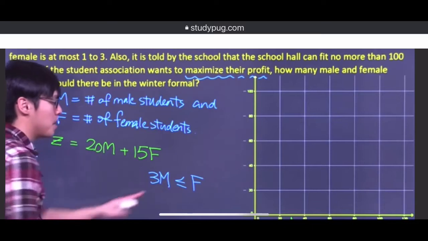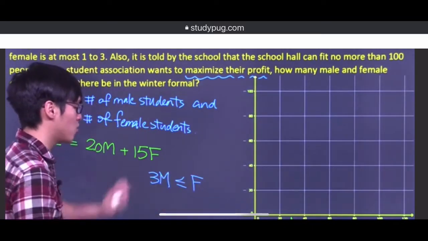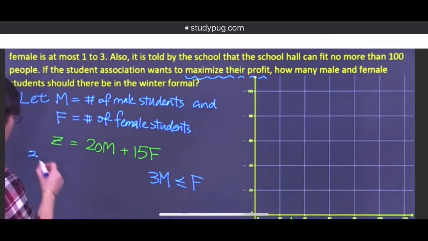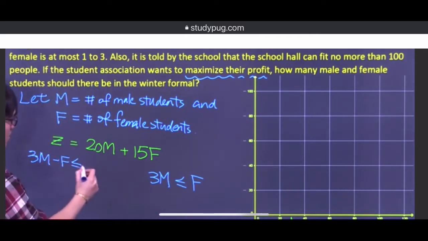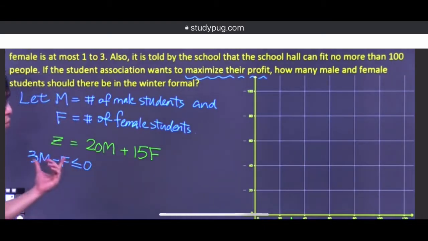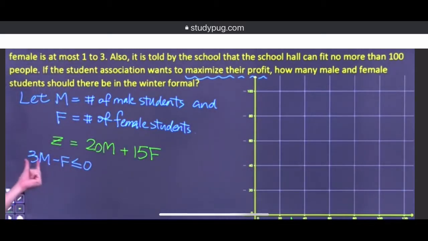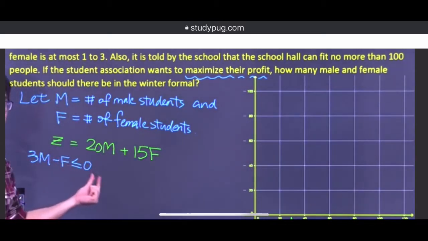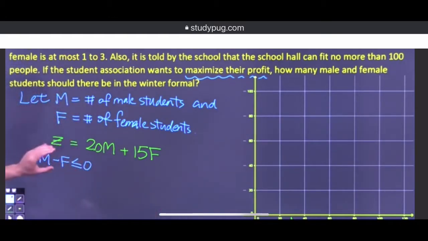By the way, before we even make any changes, we can actually move everything to one side. So subtract f on both sides, we get 3m minus f less than or equal to 0. Now the reason we want to do that is because when we come to the graphing parts, we can just treat it as if it was 3m minus f equals 0. That is much easier to graph, right? Okay, so we have one constraint here. Let's see if there are any more constraints.